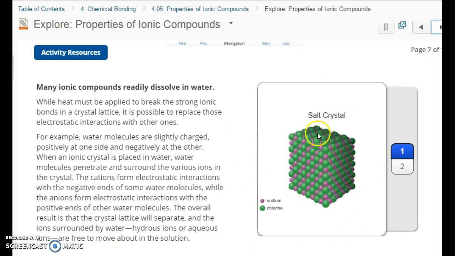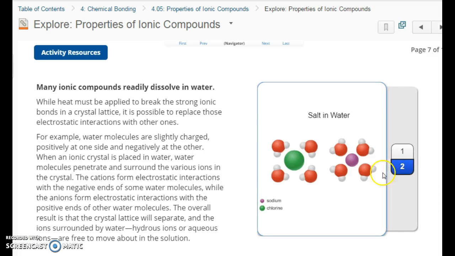So instead of being stuck in a rigid pattern, you can see here that the water just kind of surrounds it. And check this out. Here the chlorine's negative, so we have the positive hydrogens near it. Here we have the positive sodium, so we have the negative oxygen near it. So it spreads it out so that the salt is dissolved in the water.